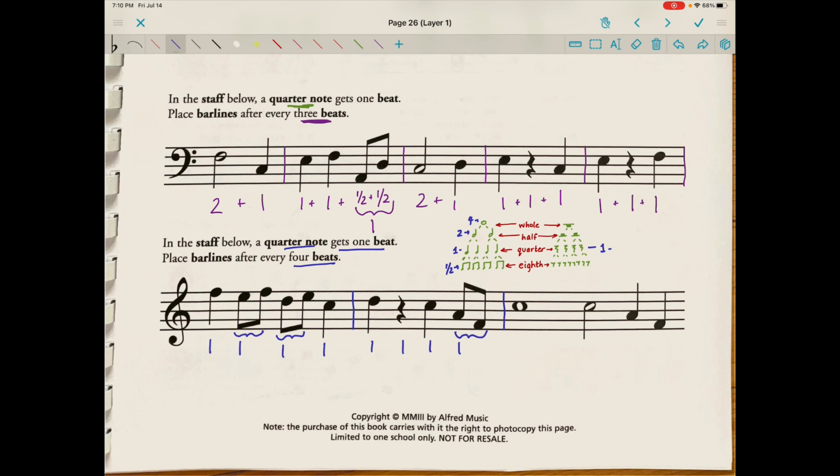Whole note is 4 beats all on its own, right? So we just are going to draw a bar line right away that has 4 beats in it all by itself. And then we have a half note. We know that's worth 2. And then each of these are worth 1. Bar line at the end. All right.